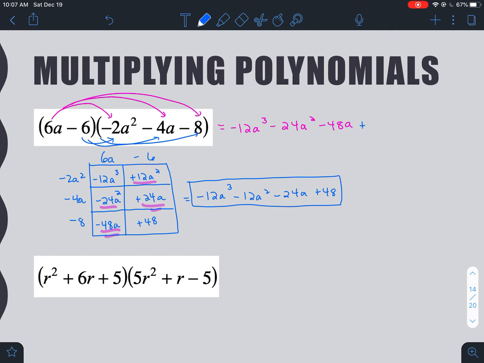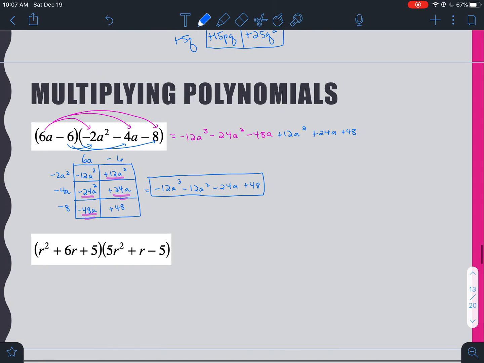And then I would take the negative 6 and distribute it. And I would get positive 12a squared plus 24a and plus 48. And then if you combine like terms, you would get negative 12a cubed, minus 12a squared, and then negative 24a, and then plus 48. And notice it's the exact same answer that I got down below.